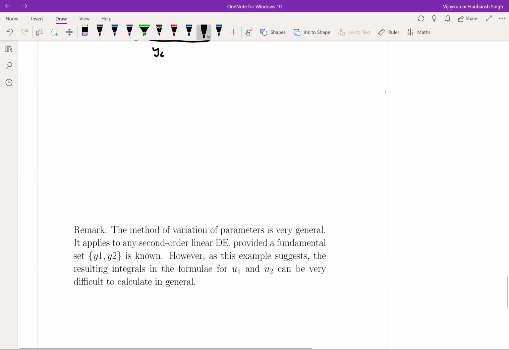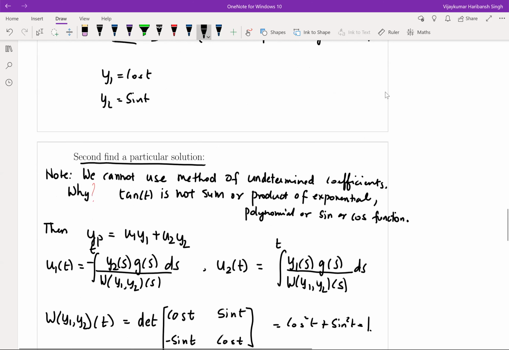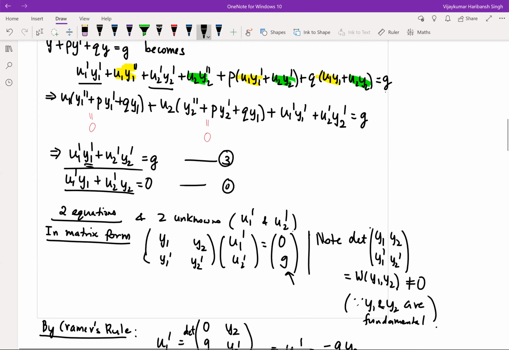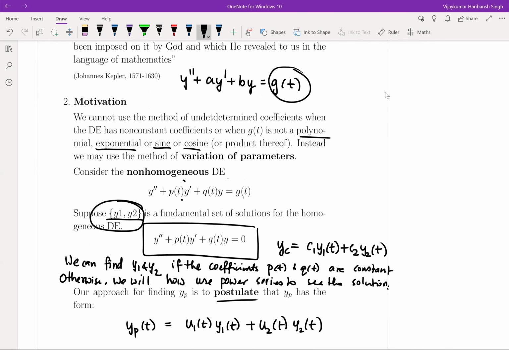So note that the method of variation of parameters is a very general method. It applies to any second order linear differential equation, provided you know the fundamental set of solutions. There are two bottlenecks really. If I give you a second order differential equation, the first one is to find yc, the complementary solution. In this case, it's easy to find, but suppose instead of constant coefficients, you have p(t) and q(t). Then you will have to use a different method than this to find them.